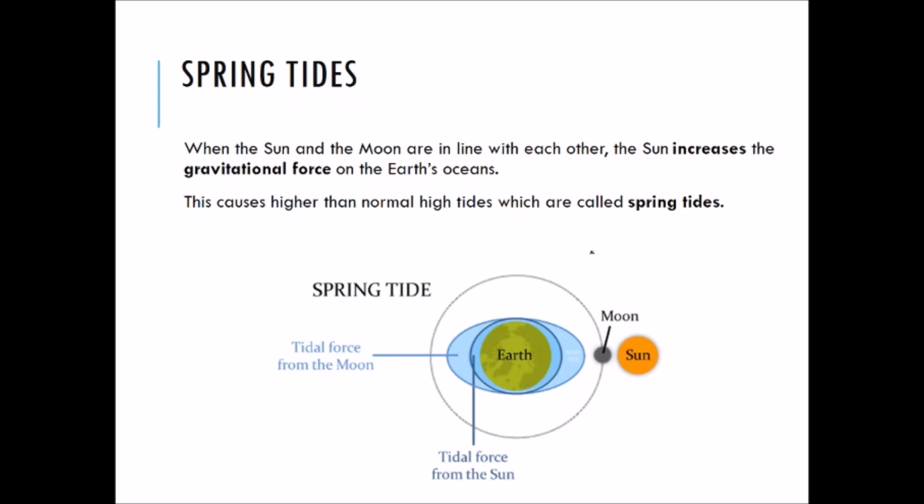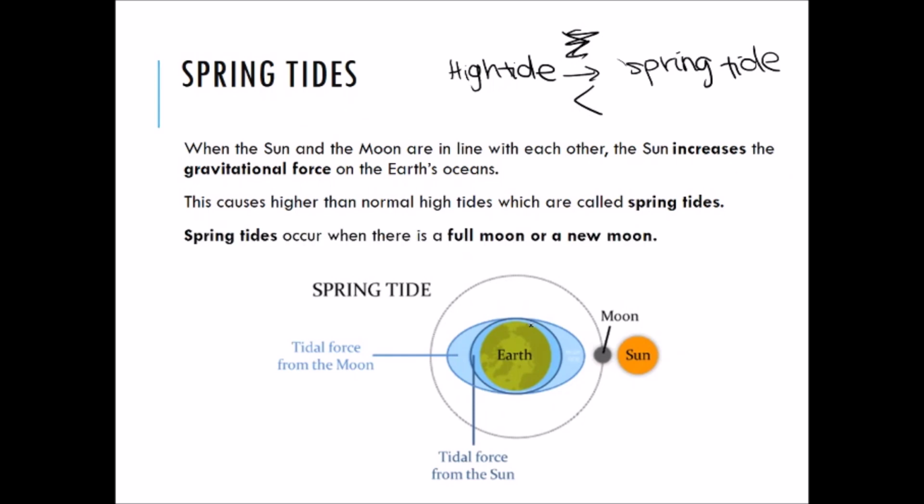This causes higher than normal high tides, which are called spring tides. So you need to understand that there's high tides, but a form of high tide is considered a spring tide. A spring tide is greater than a high tide. So spring tides occur when there is a full moon or a new moon. That means when the moon's there and when the moon is here. That's when it's sun, earth, moon. So when it's earth, moon, sun, that's what this diagram is. Or when it's moon, earth, sun.